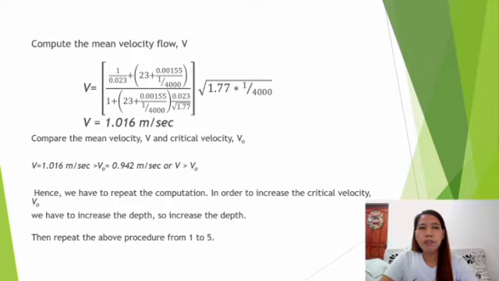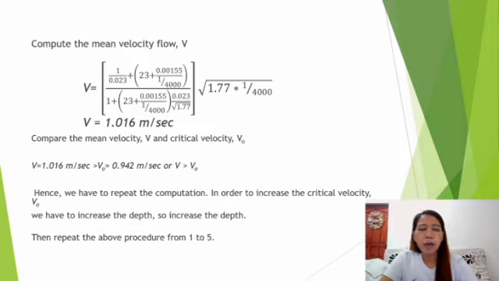And then after that, we'll need to compute the mean velocity of flow, so we can compare the critical velocity and the mean velocity using this design. Again, our goal here is to have, as much as possible, the same result. So using Kutter's formula, we'll just need to substitute the given N and the S, the bed slope, and also the value that we have for R. So there, we have 1.016 meters per second. That's going to be our mean velocity.